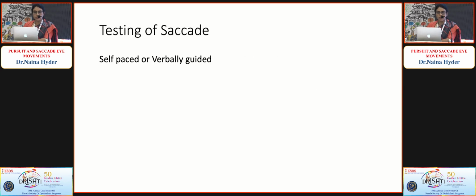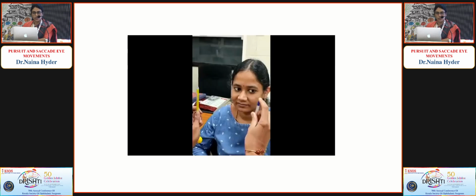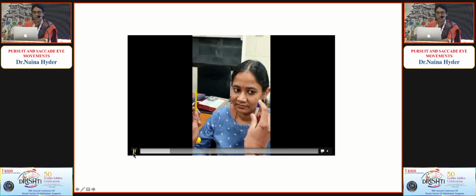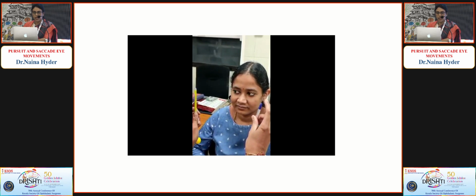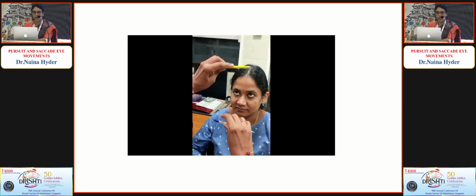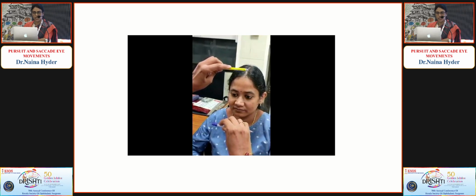Testing of the saccade is self-paced or verbally guided. In this video, you have two targets kept symmetrically apart, and the patient is asked to look at those targets. You have horizontal saccades and vertical saccades being checked, and you can also go torsional. Oblique saccades are also checked. You can also have the verbally guided saccade, that is, you can ask the patient to look at your nose and a target on one side, and then verbally ask the patient to look to your nose and then to the target, on either side, or vertical and oblique.